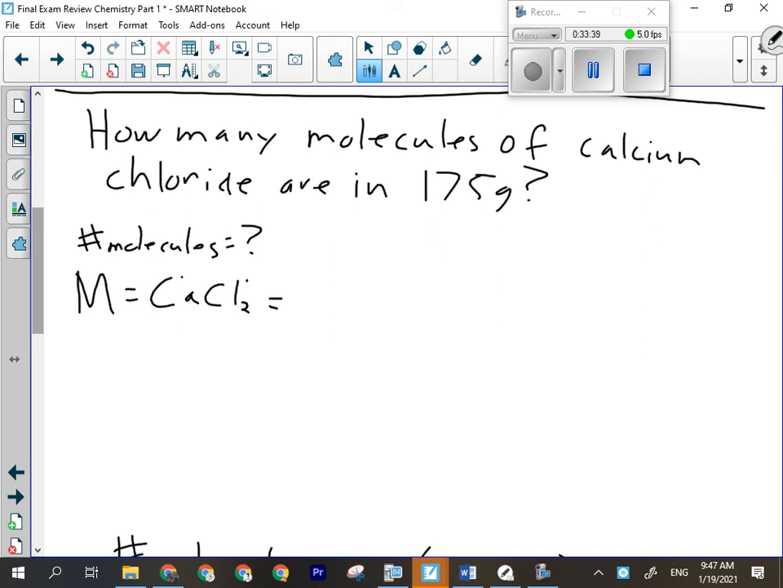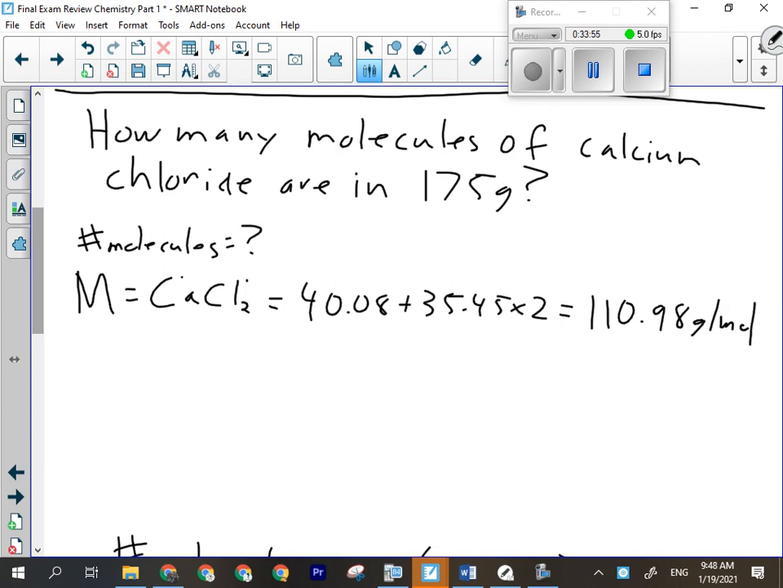Remember to drop and swap on your final exam. So that's going to be 40.08 plus 35.45 times 2, 110.98 grams per mole. I think. Yep. So now we've got to calculate number of molecules. And sorry, they also tell us mass. What can I get if I have molar mass and mass? Number of moles. Well, let's do that. That's our first step.